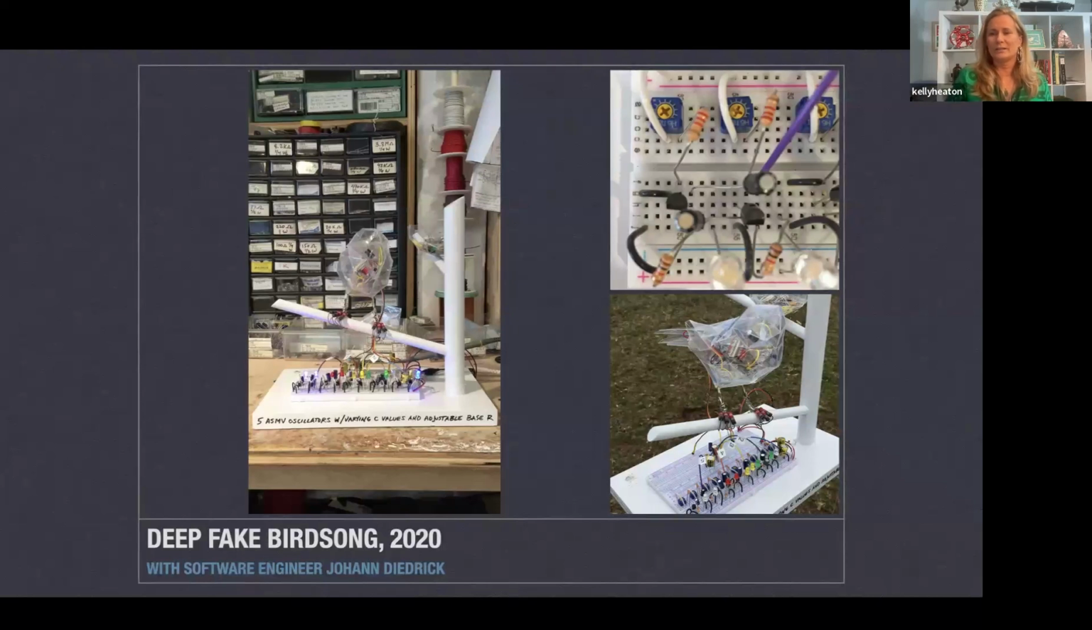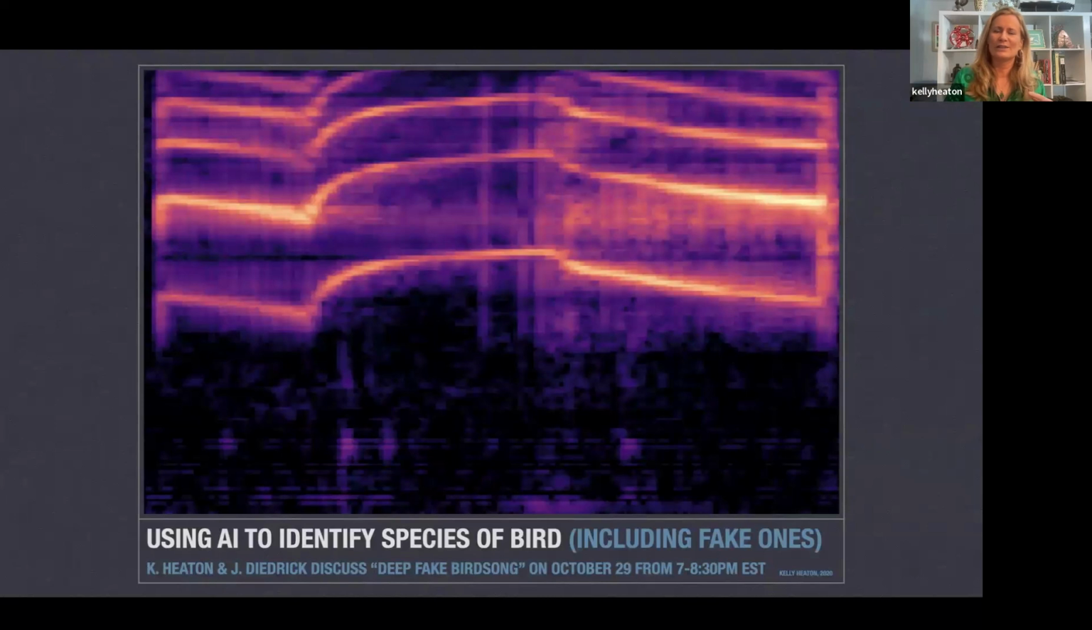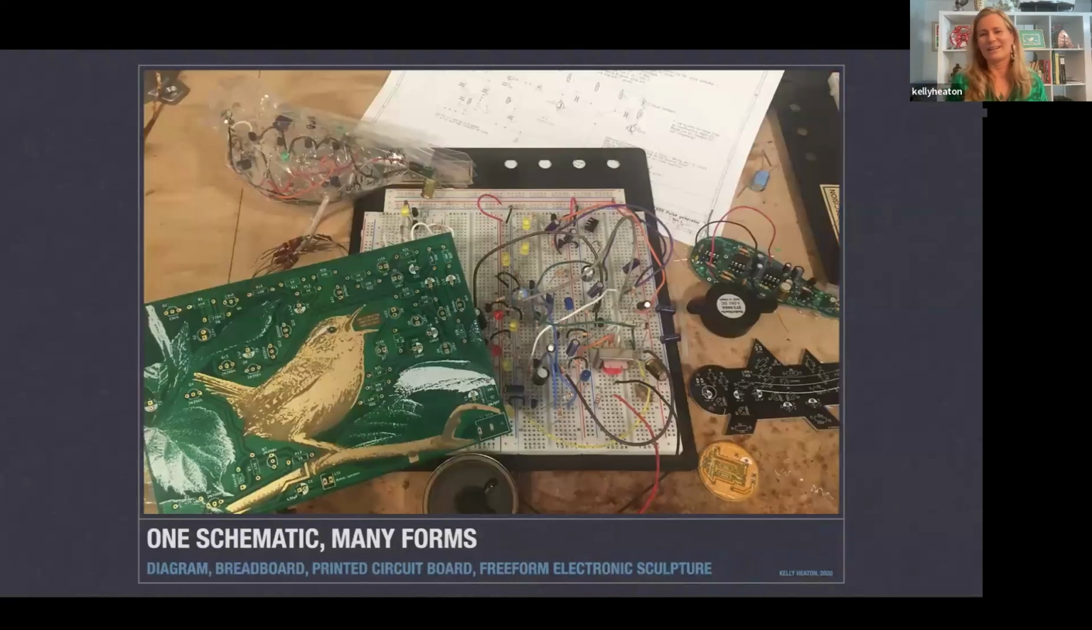In 2020, I decided to experiment with this concept in an explicit way by partnering with Johann Diedrich to use software artificial intelligence to record and analyze one of my analog electronic songbirds. And that was a fascinating exercise to use digital AI to assess analog AI. Again, I can talk to you more about the conclusions that we had from that work if you're interested.